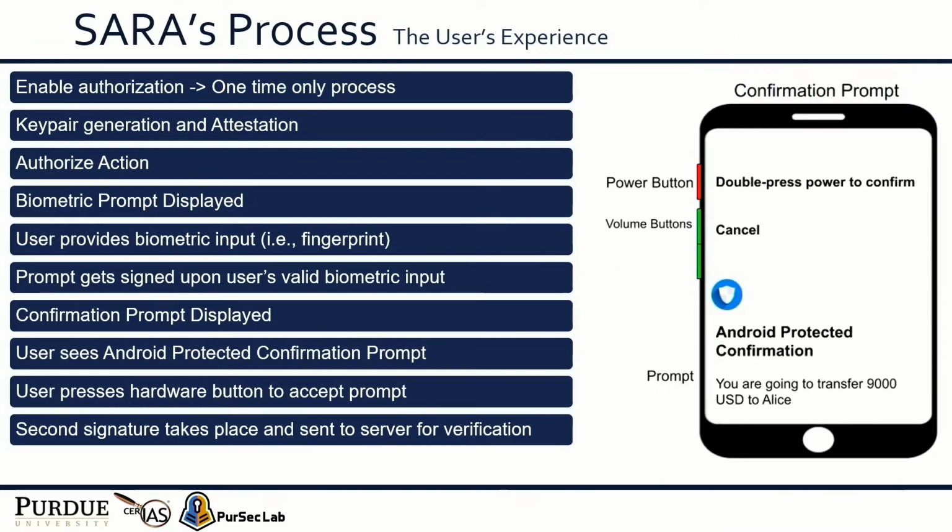Notice how these two prompts have to be matching for this signing to take place, or otherwise the server will not verify this signature. Next, once the user sees this prompt, he has to double press that power button, and then that's how the second signature takes place in the background, and that is sent to the server for verification.